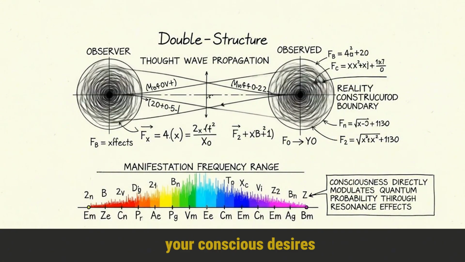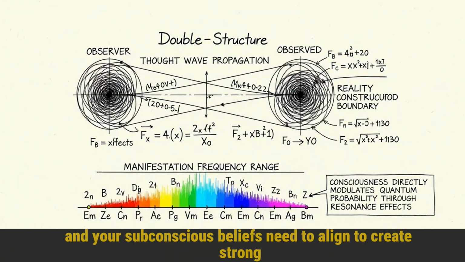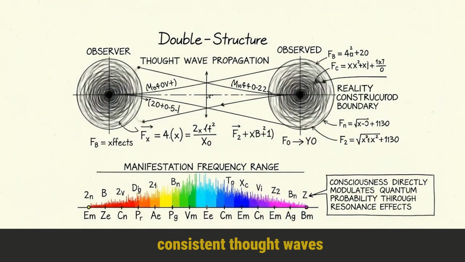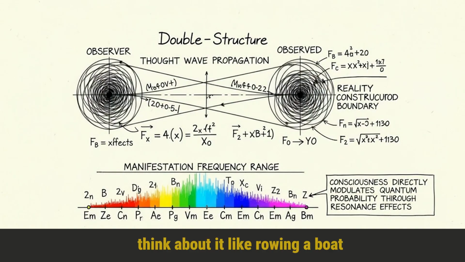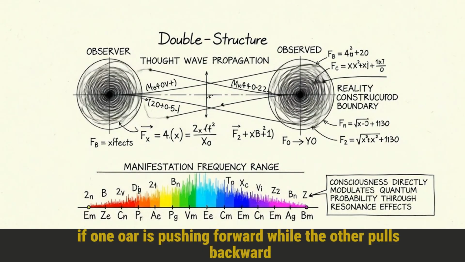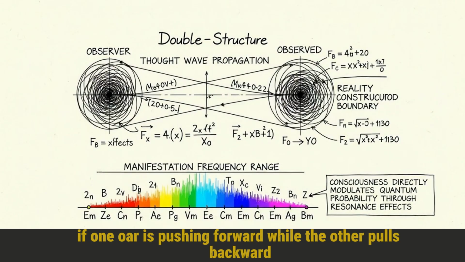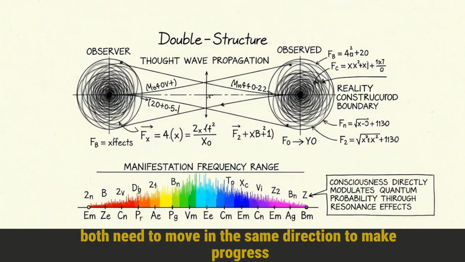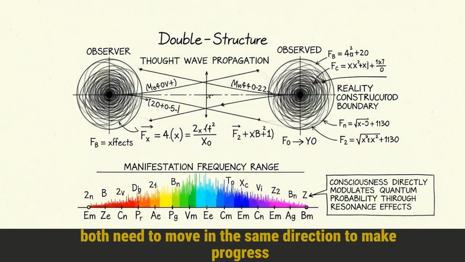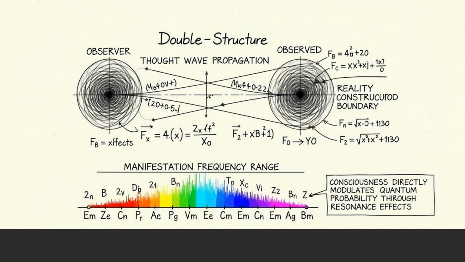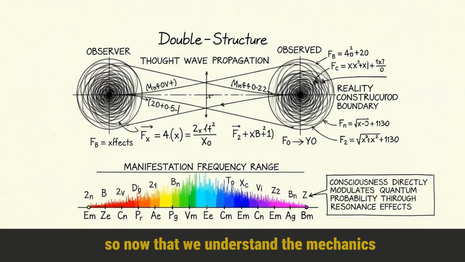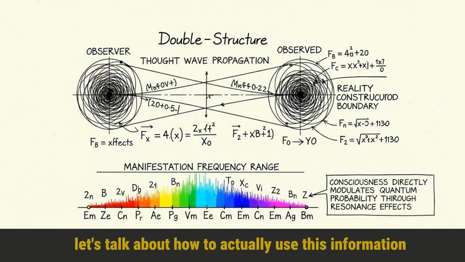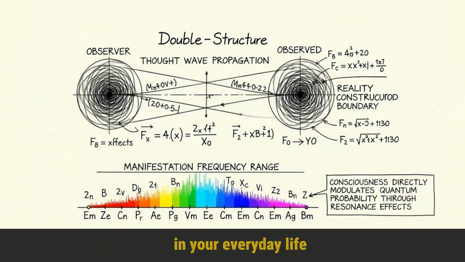Your conscious desires and your subconscious beliefs need to align to create strong, consistent thought waves. Think about it like rowing a boat. If one oar is pushing forward while the other pulls backward, you just spin in circles. Both need to move in the same direction to make progress. So now that we understand the mechanics, let's talk about how to actually use this information in your everyday life.